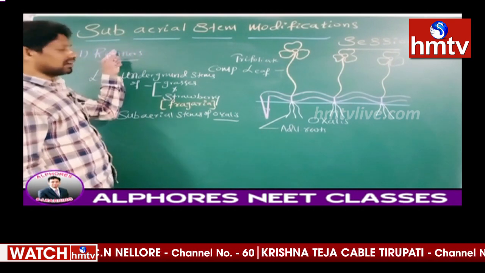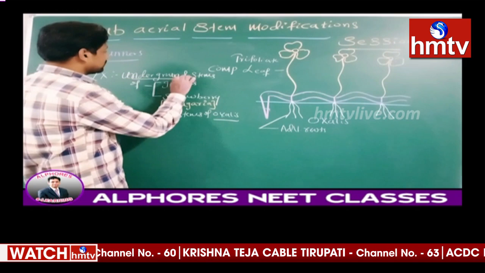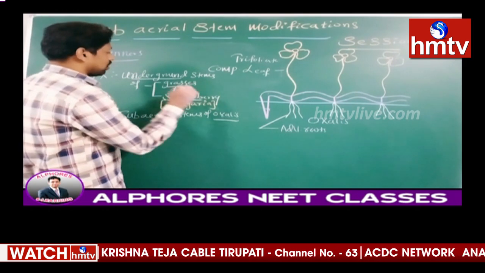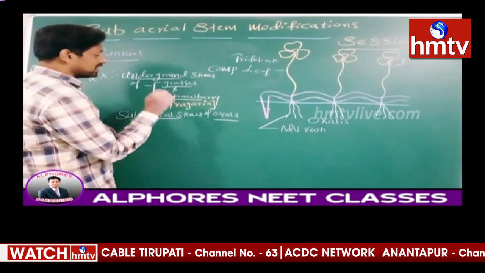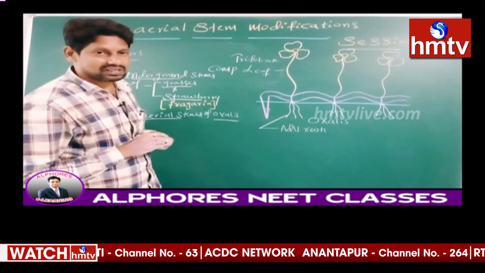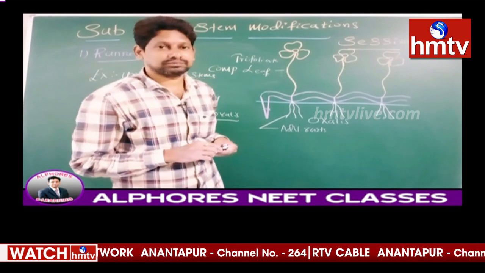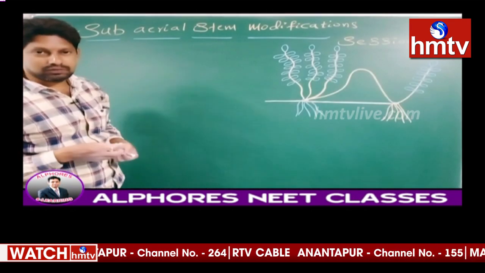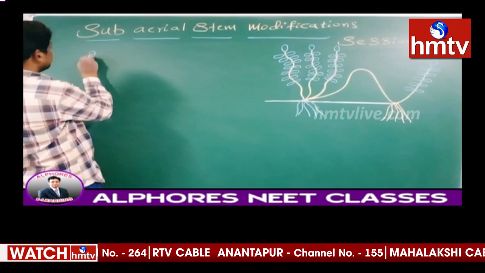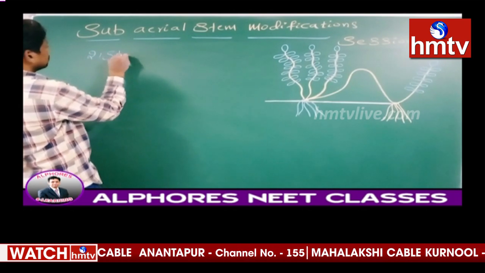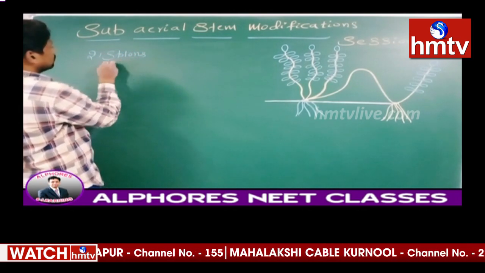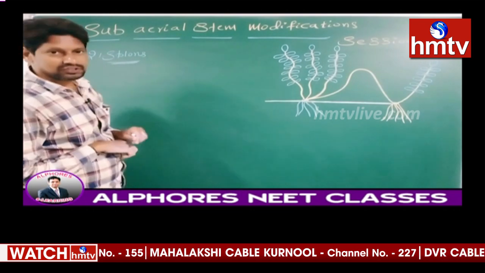Okay, therefore runners examples: underground stems of grasses and strawberry. The second one is subaerial stems of Oxalis. Okay, go for the second one. What is it? Stolons.